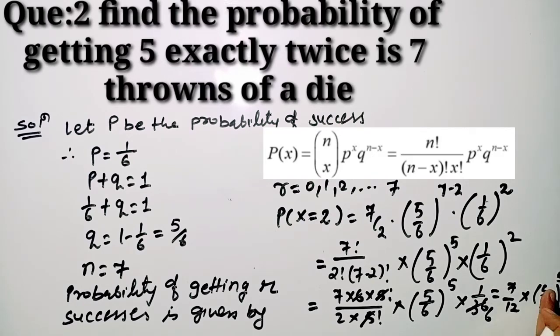Okay students, so let us write it in a perfect way through which you can see these things clearly. So 7 by 12, 5 by 6 is to the power 5.